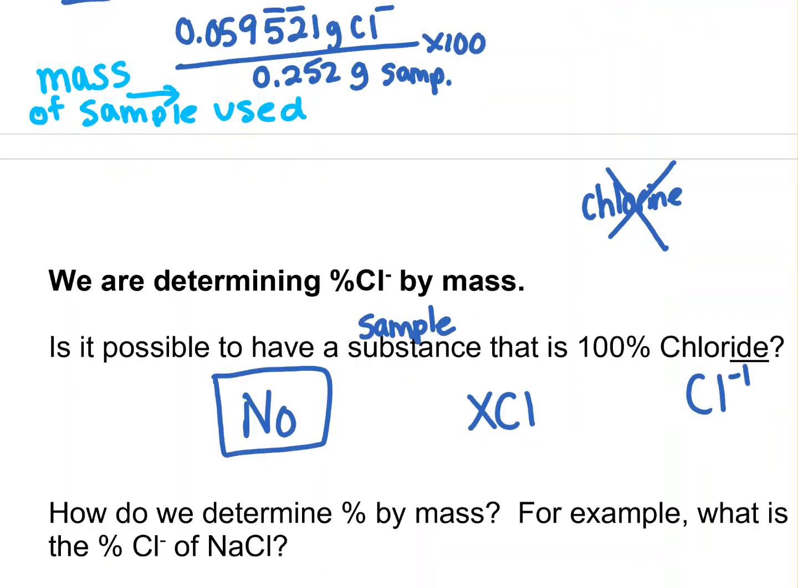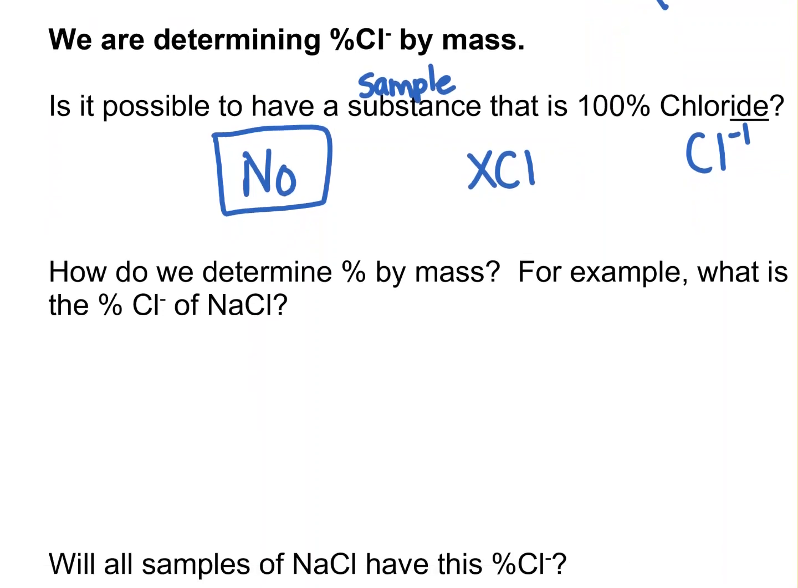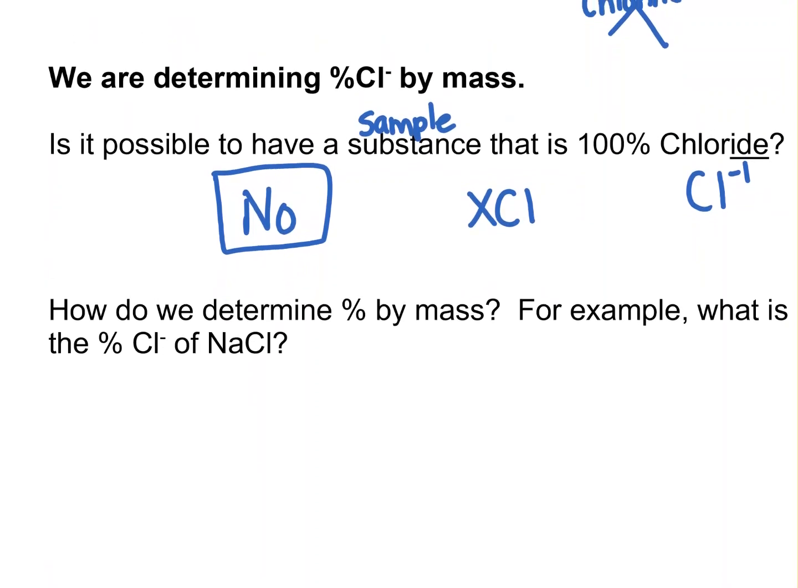It can't be 100% by mass chloride. Okay. How could we determine the percent chloride by mass? We can't just look at the formula and do that because we don't know what X is. Ours is unknown. But what if we did know? How would I get the percent chloride by mass of this?